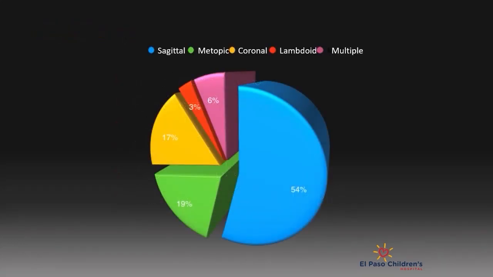In our series of almost 1,000 patients, sagittal synostosis comprises 54% of the cohort population. Metopic is the second, recently surpassing coronal synostosis at 19%. Multiple synostosis are 6% of the group, and the least common, of course, are lambdoids at 3%.